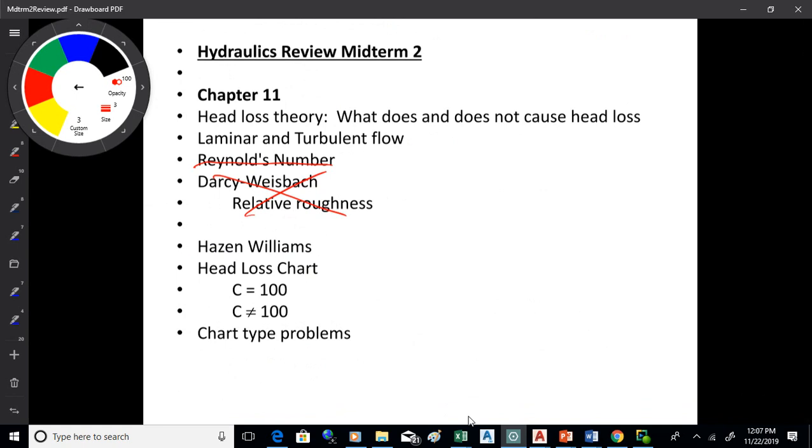All right, now in chapter 11, we got into head loss. We want to know the basics of the theory, what does and does not cause head loss, and know the difference between laminar and turbulent flow. The whole Darcy-Weisbach stuff, which I think was problem 11.1, that will not be on the test, okay? So you don't need to worry about that. That's that complicated way of calculating head loss.